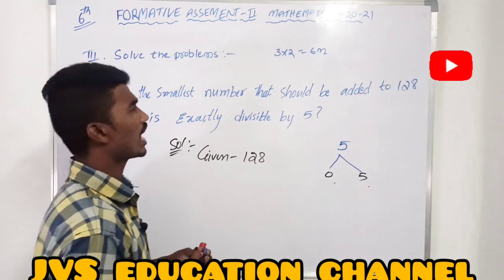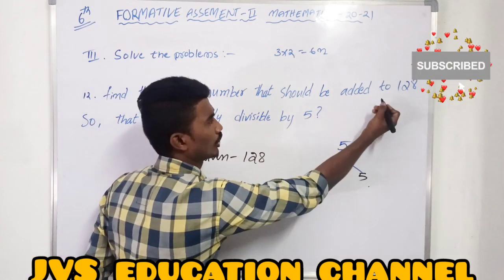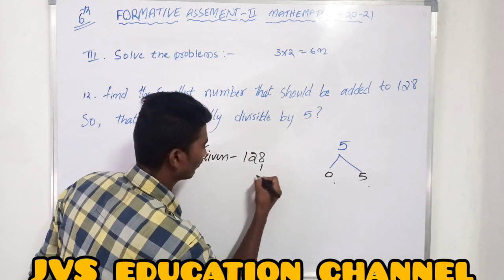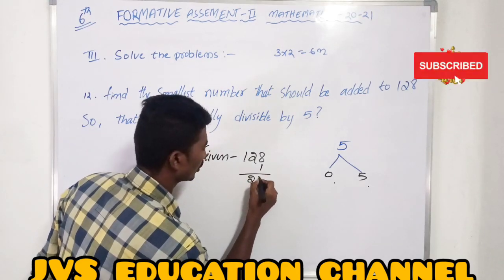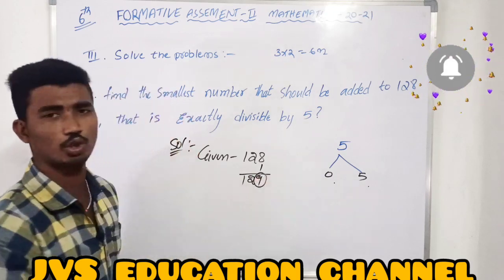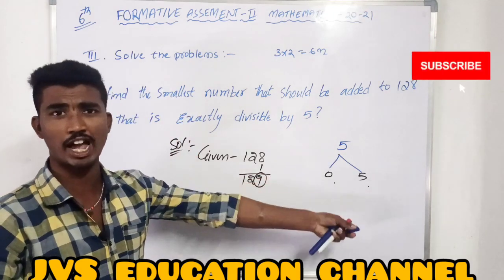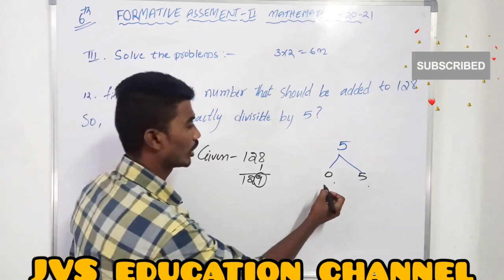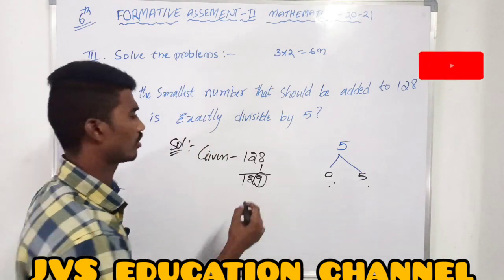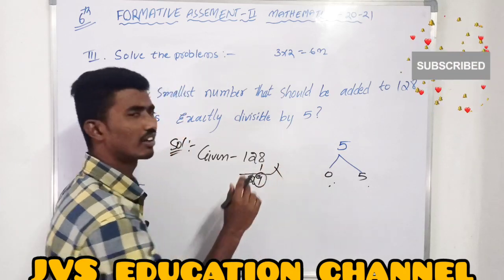Next, what number should be added to 128? Suppose we take 1. Adding 1 to 128, the total is 129. In 129, the ones place is 9. According to the divisibility rule of 5, we need 0 or 5 in the ones place. So it is 9, so 1 is not the answer.